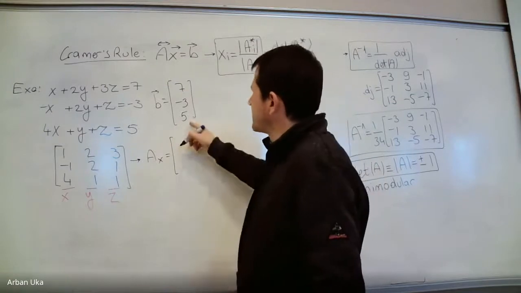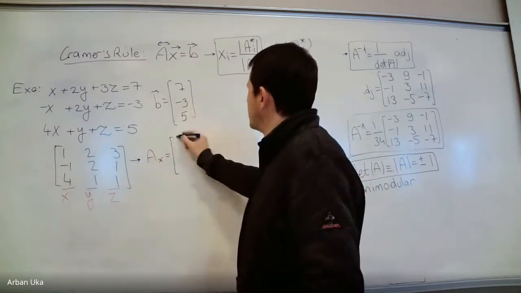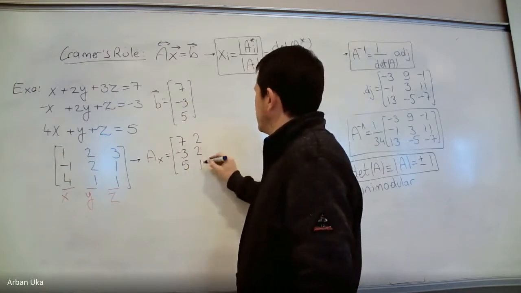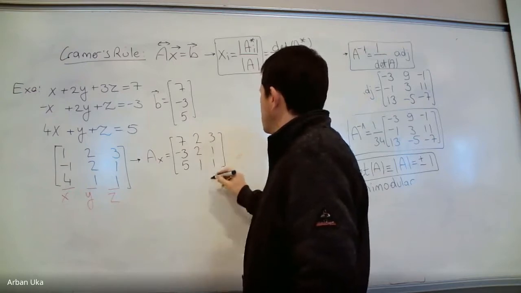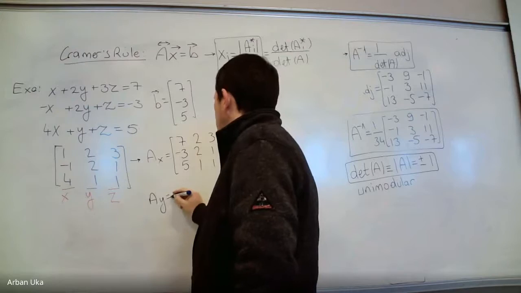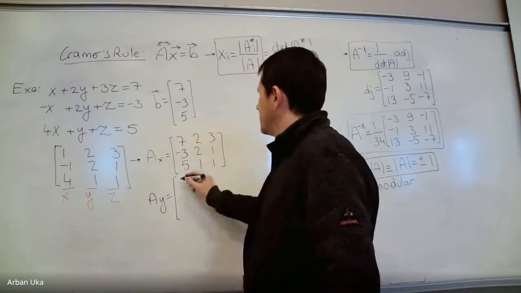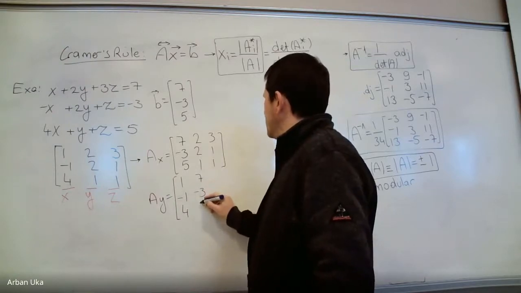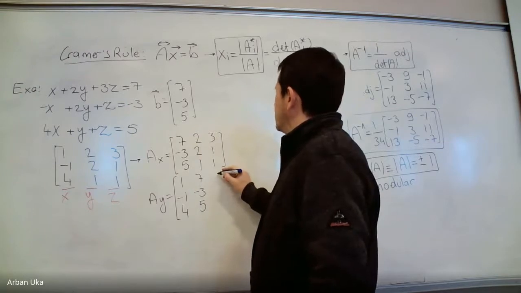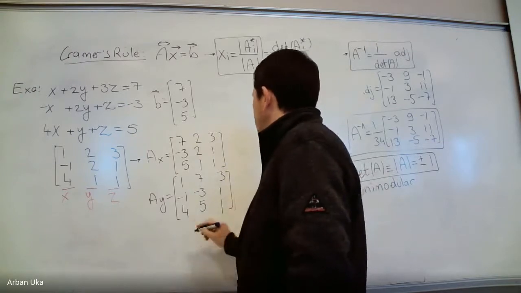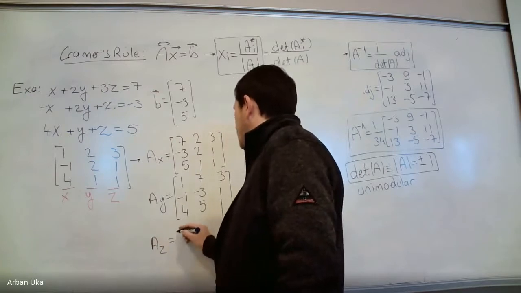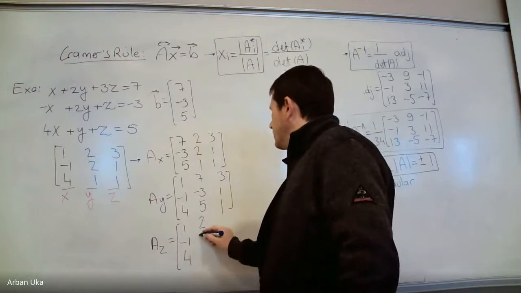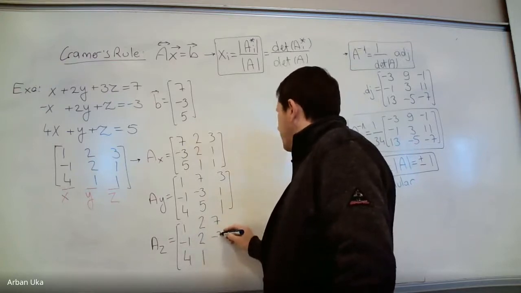What is AX? Let's substitute the column of X with the answer vector, which is 7, minus 3, 5: 7, minus 3, 5, 2, 2, 1, 3, 1, 1. This is AX. Then the AY is going to be the following: 1, minus 1, 4, 7, minus 3, 5, and then 3, 1, 1. The AZ would be 1, minus 1, 4, 2, 2, 1, and 7, minus 3, 5.